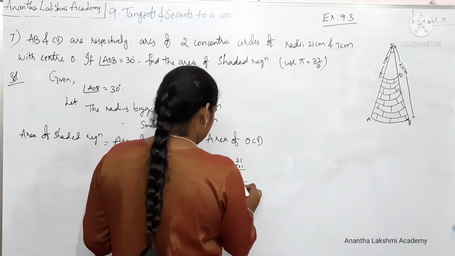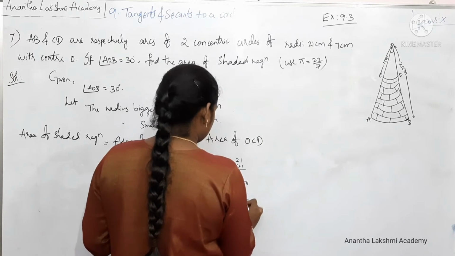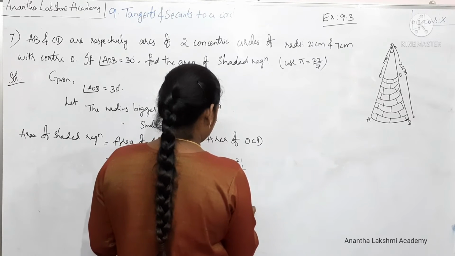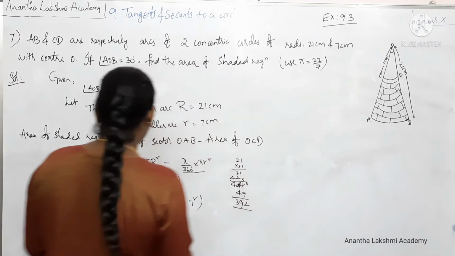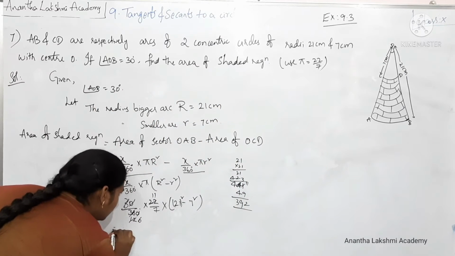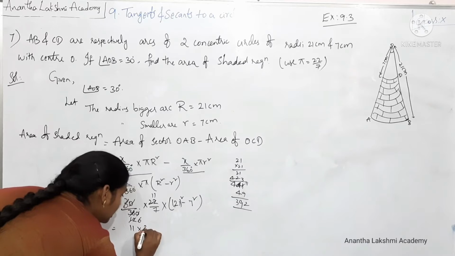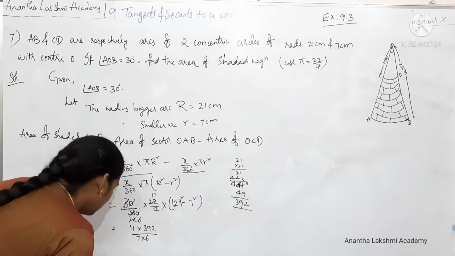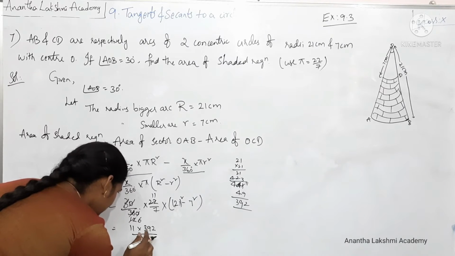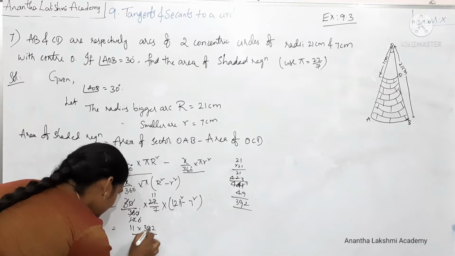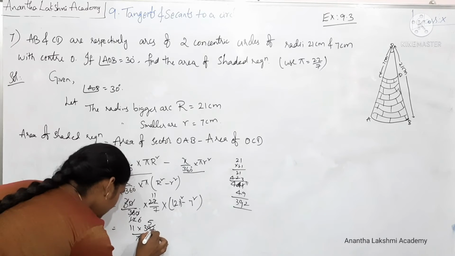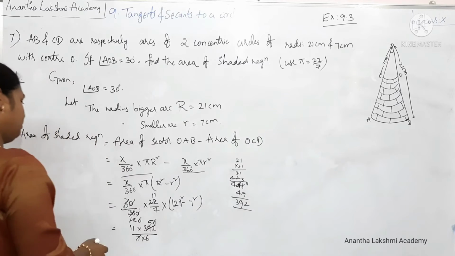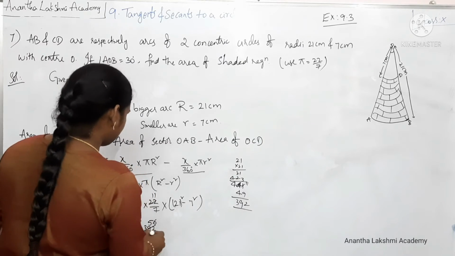11 minus 9 is 2. 13 minus 4 is 9. This becomes 392. So 11 into 392 by 7 into 6. Let us see if this can be cancelled. 7 fives are 35, 7 sixes are 42, 7 fives are 35, 4 twos, 7 sixes are 42. Okay, and this goes off. 6 ones are 6.